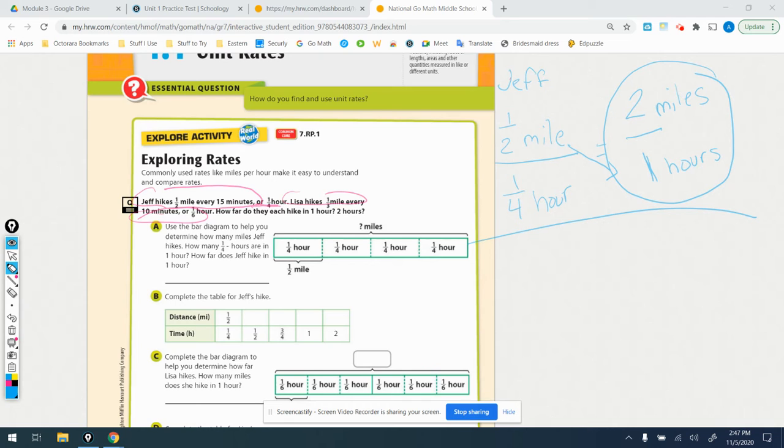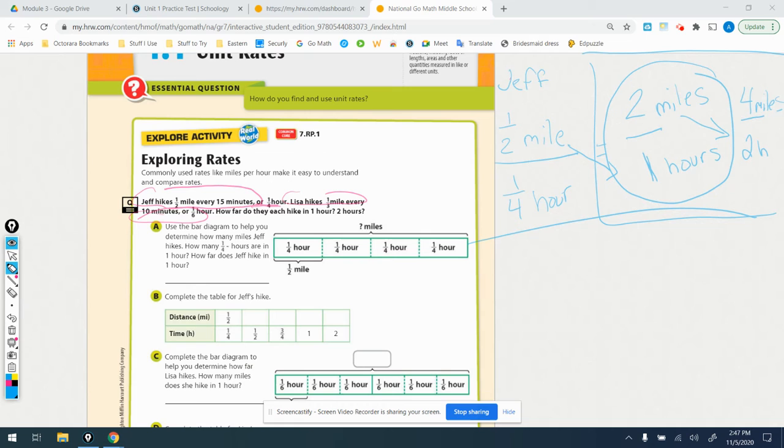What if I wanted to find out how much Jeff hiked in 2 hours? You would use the same strategy. I'm looking at this piece now. I'm going to cross multiply 2 times 2 and divide by 1. 2 times 2 divided by 1 gives me 4. So in 2 hours, Jeff hikes 4 miles.